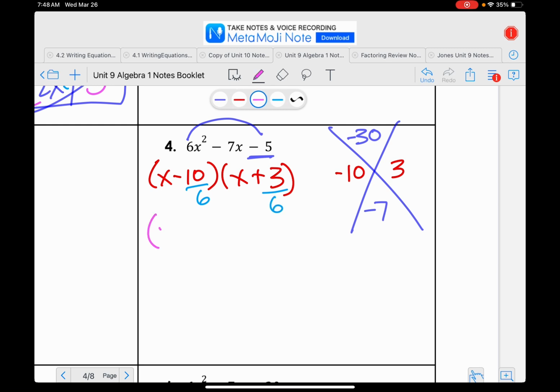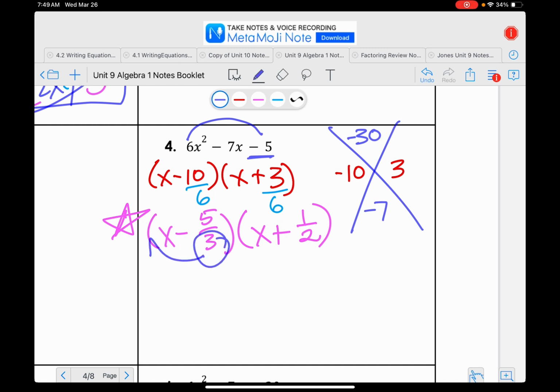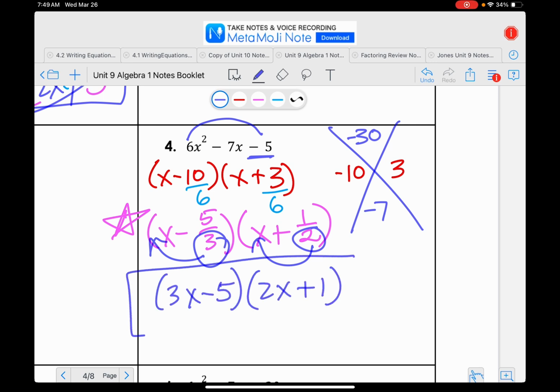Here, these two simplify. This can be divided by 2, simplifies to 5/3. This can be divided by 3, simplifies to 1/2. This is your very important step. You must simplify before you do bottoms up. Now that I have simplified, I'm going to do bottoms up. I'm going to have 3x minus 5, 2x plus 1.